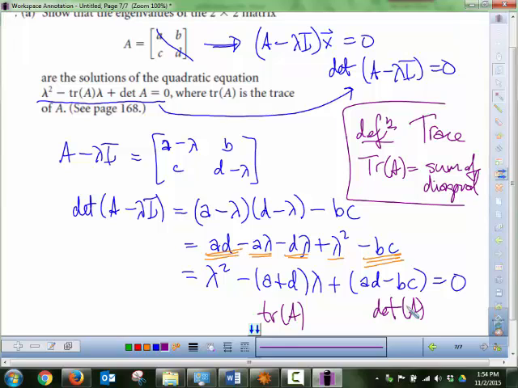Does the trace have to be reduced? No, it should be the original matrix. And look at the trace of that. So if you start reducing it, the trace will change. All right. Questions?